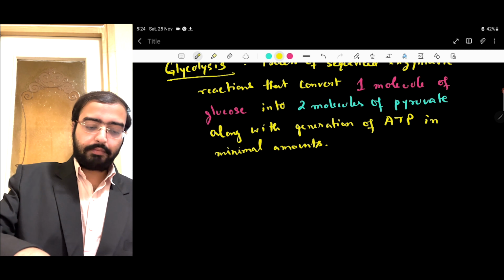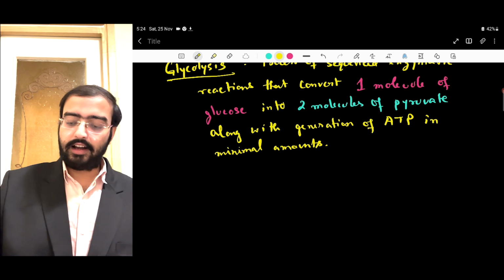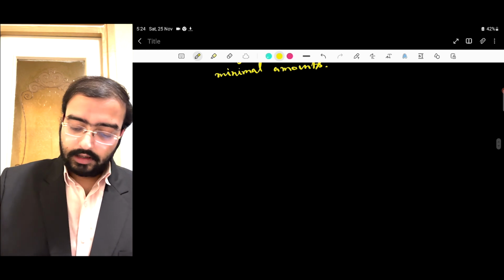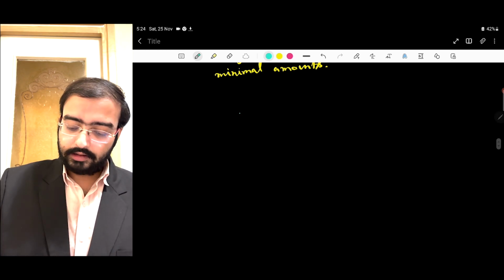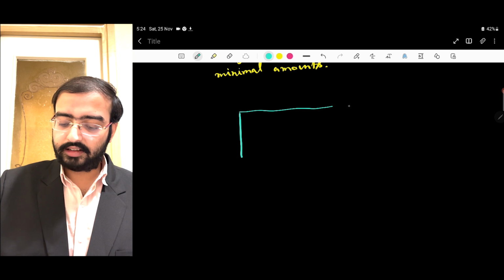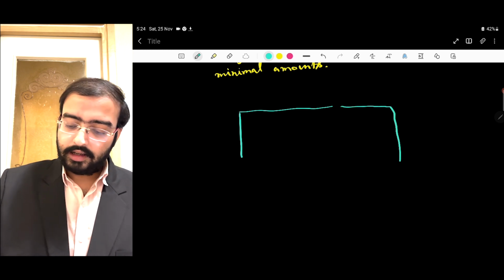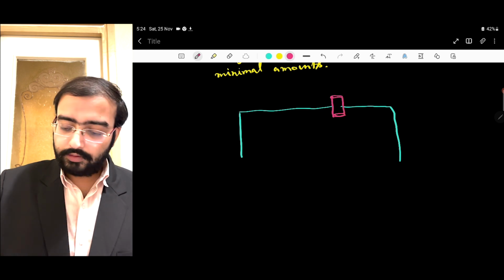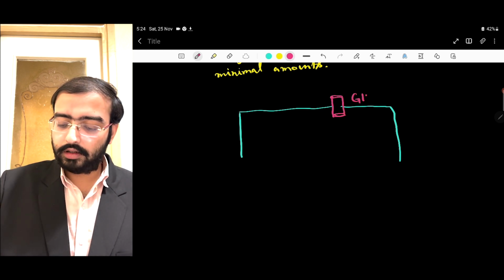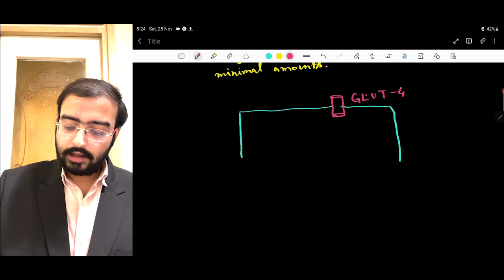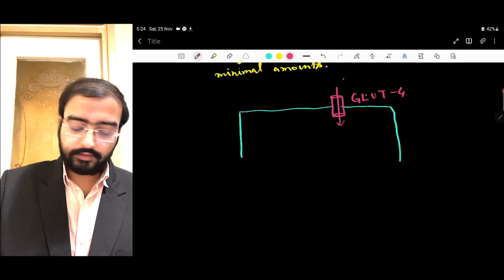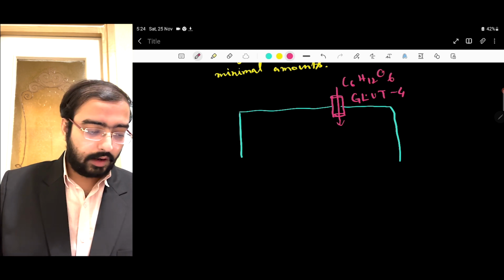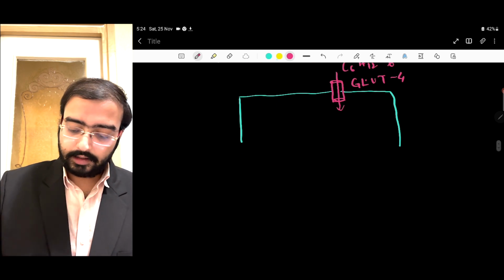Before going into the stepped reactions of glycolysis, let us understand a synopsis of what happens in glycolysis. So for example, think that this is the cell. Here you have the GLUT4 transporter, and you have the C6H12O6 glucose coming in.